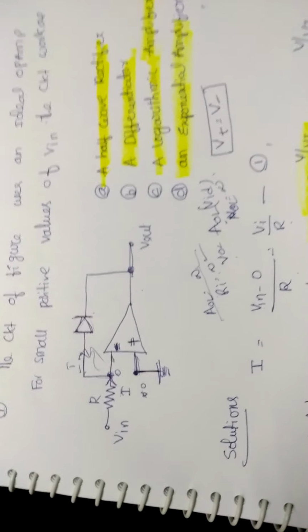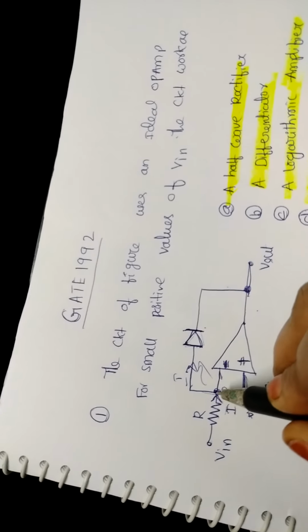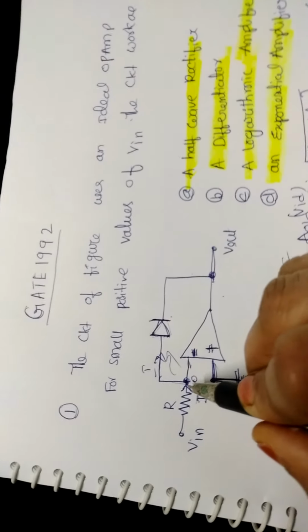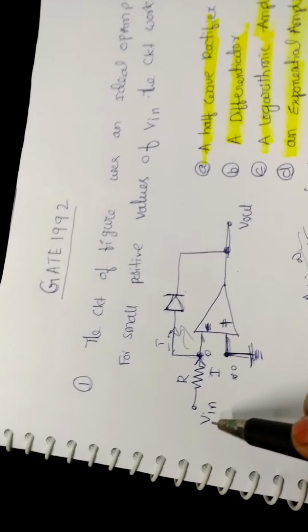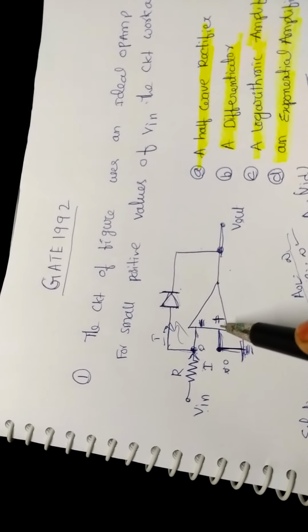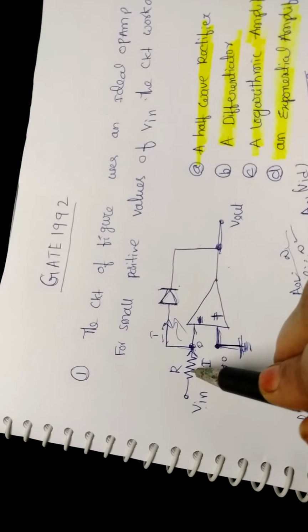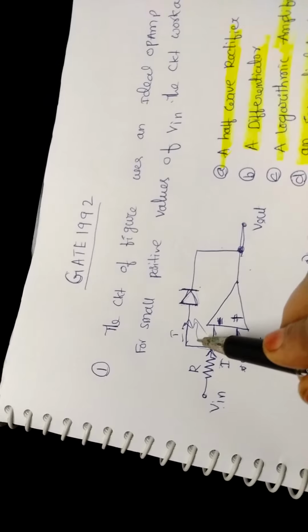We know the virtual ground concept: V plus is equal to V minus. The voltage at this terminal is grounded. So because of the virtual ground concept in an ideal operational amplifier circuit, this node is also 0. And here the input voltage is connected to the inverting terminal through a resistor R. Because the input resistance is very high, the amount of current flowing through the resistance, I, is the same amount of current flowing through the feedback loop.